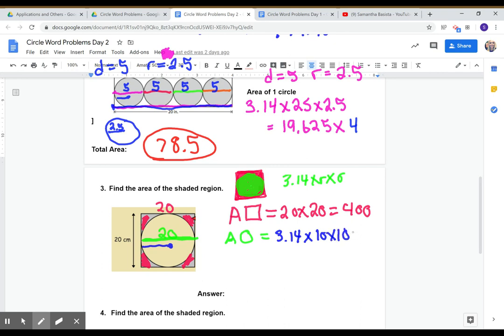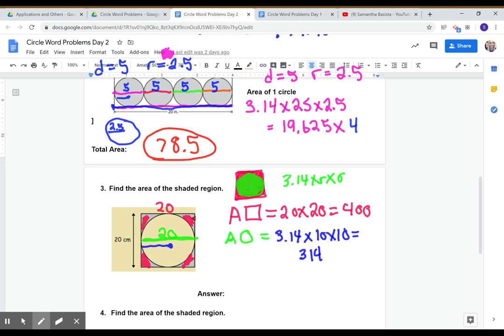Now remember in yesterday's video I talked about if the area of the whole square is 400, it makes sense that the area of this circle has to be less than 400. It can't be bigger than 400, because if the area of the circle is bigger than 400, then that circle could not fit in the square, right? It would be way bigger. So I could check my work here by seeing if it's less than 400. Now 3.14 times 10 times 10 is 314, which is less than 400, so that makes sense.